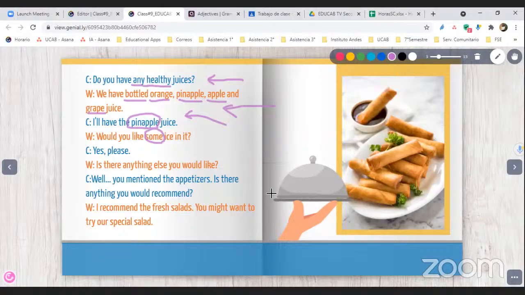Okay, then we have: Well, you mentioned the appetizers. Is there anything you would recommend? And the waiter replies, I recommend the fresh salads. You might want to try our special salad. Do you see other adjectives there? Fresh. Okay, fresh. And what else? Special. Special, good. Okay, thank you very much, Luisana.